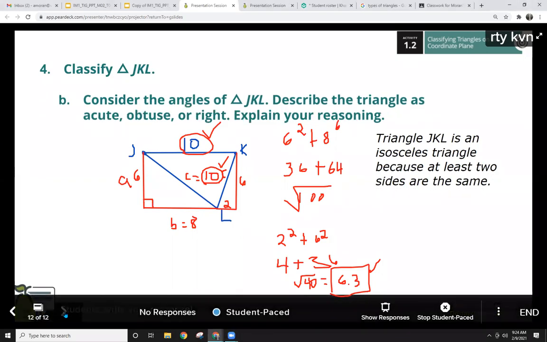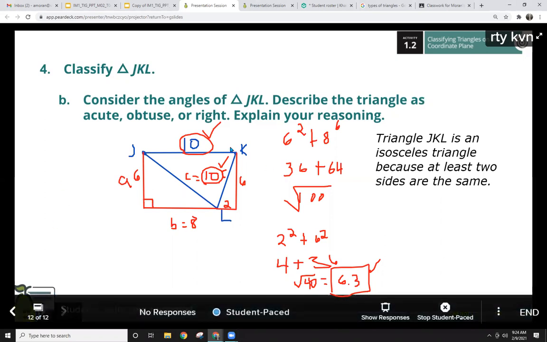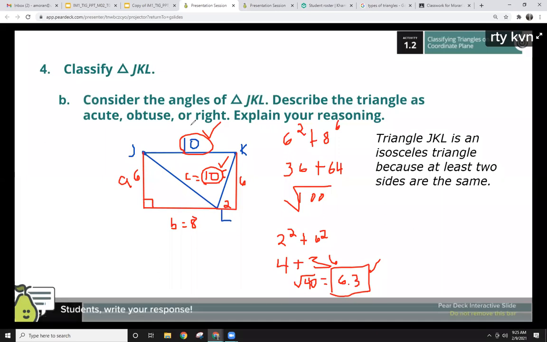Okay. And now we're going to see, is it acute, is it obtuse, or is it right? Well, let's see. Which one would be the longest side? Both sides are 10. So this side is 10 and this side is 10, and this side is the square root of 40 or 6.3. So let's just say this would be C. Let's say we think this might be the right angle, or this one could be the right angle. But because this is 10 and this is 10, it doesn't matter.